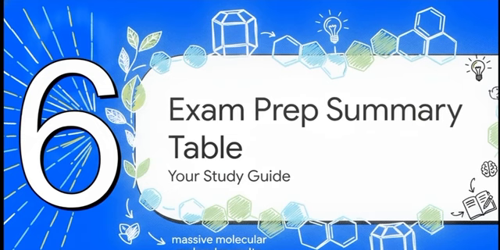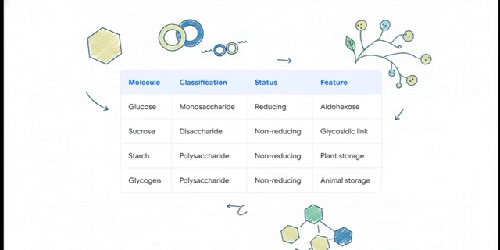Finally, Section 6, your exam prep summary table. This table right here perfectly structures your key exam takeaways. We track our molecules starting from glucose, a simple, reducing monosaccharide. Next is sucrose, a disaccharide joined by that glycosidic linkage we talked about. And notice, it is non-reducing. That's because the linkage literally ties up those functional groups. Finally, we reach our massive polysaccharides, starch for plant energy storage and glycogen for animal energy storage. And yep, both of those are completely non-reducing as well.